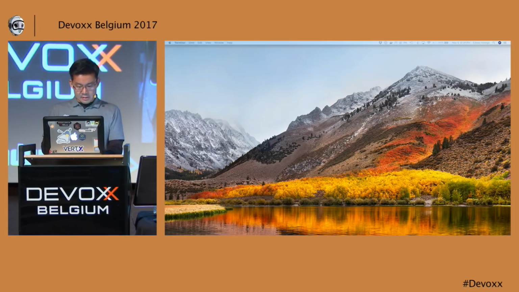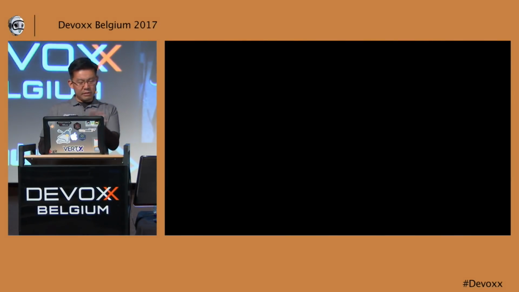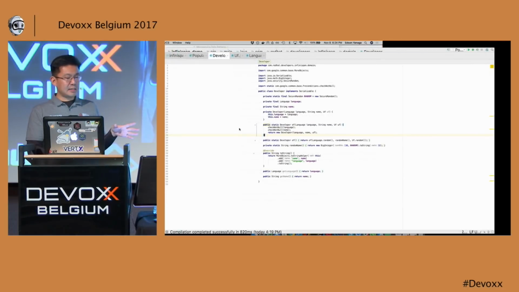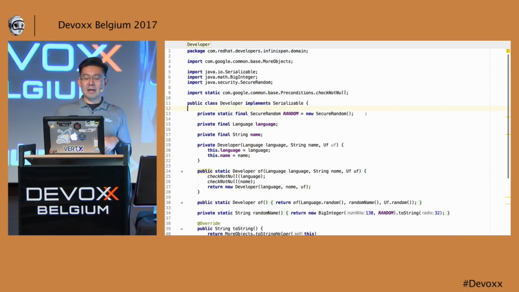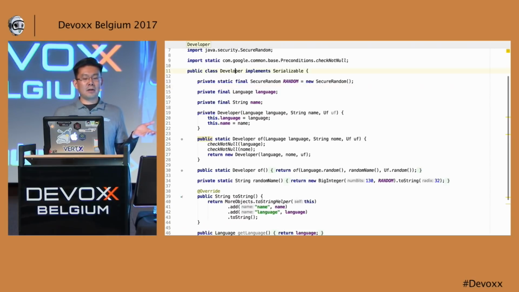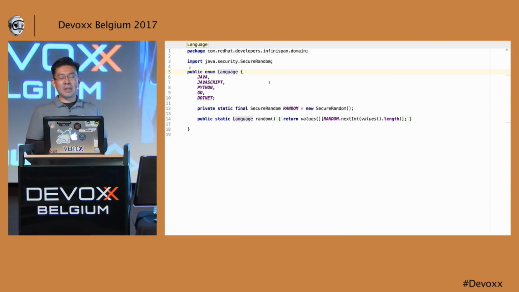So I have a very short, quick, simple example that I can show to you here. I have an embedded InfiniSpan cluster in the application. I created a class called developer, and each developer has a name and a language. You have different languages that you can choose from: Java, JavaScript, Python. Java, of course, we love Java. JavaScript if you want to be a masochist, and .NET if you're in the wrong conference.